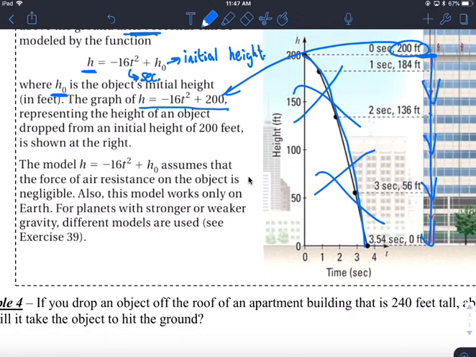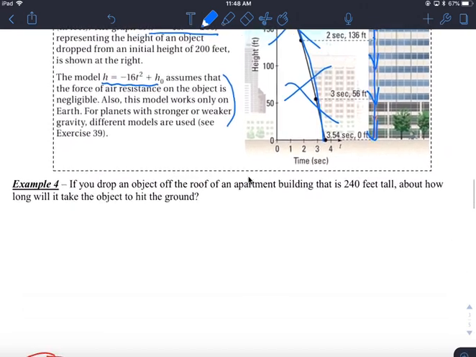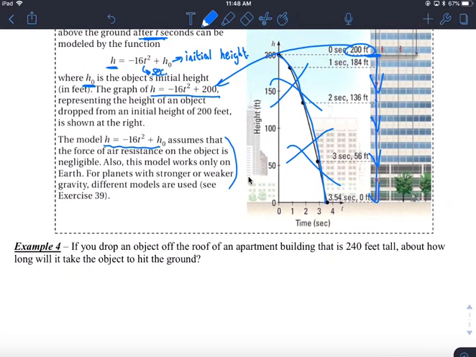So this model also assumes that the force of air resistance on the object is negligible and only works on Earth. So those details are okay for physics. It's a good physics application. We're not going to worry about those. We're just going to assume that the equation works. So let's work through solving one of these kind of questions. So first of all, just write down the equation, which I will give you on your quiz.